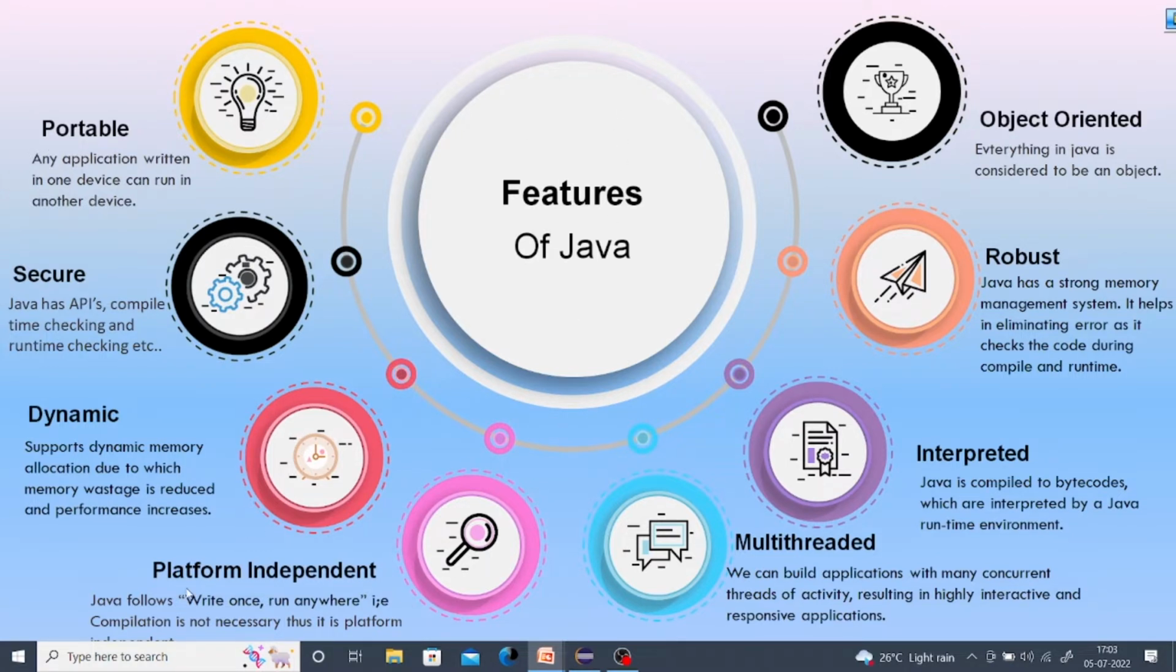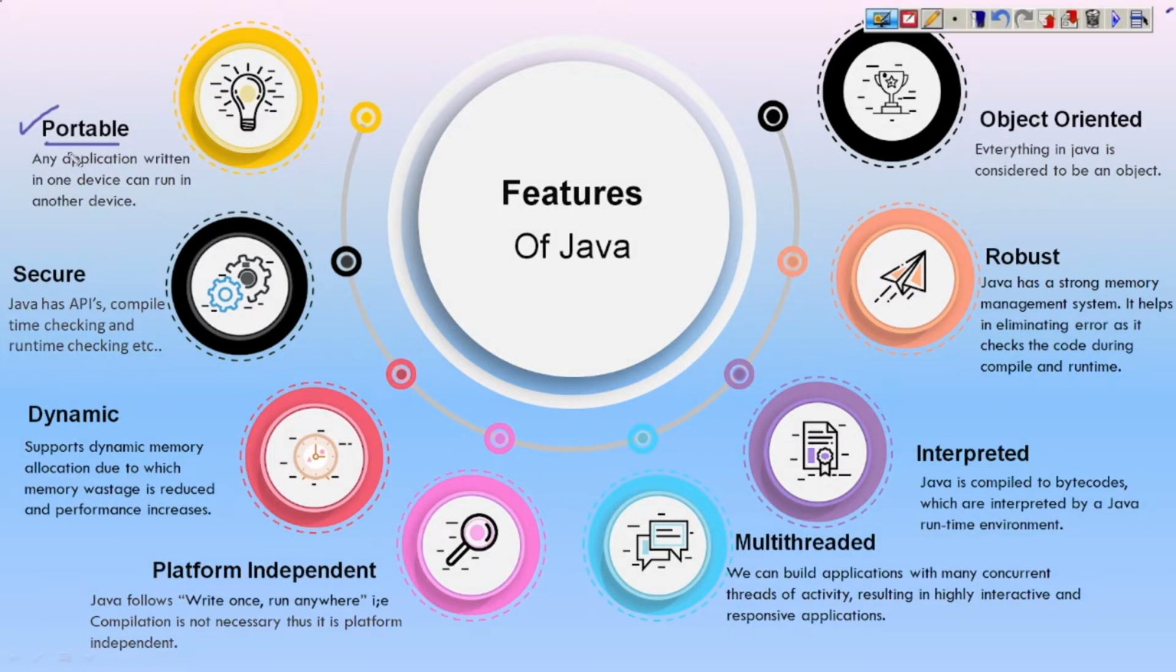So the very first feature is portable. So what is this portable? Java is platform independent, as I had told you in the previous video, which means that if you write one application on one platform, it can be understood and run on multiple platforms or any other platform. The second very important feature of Java is secure.